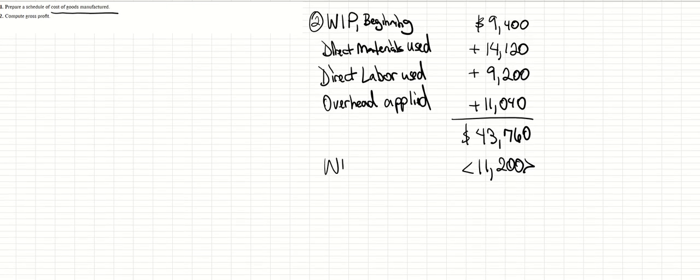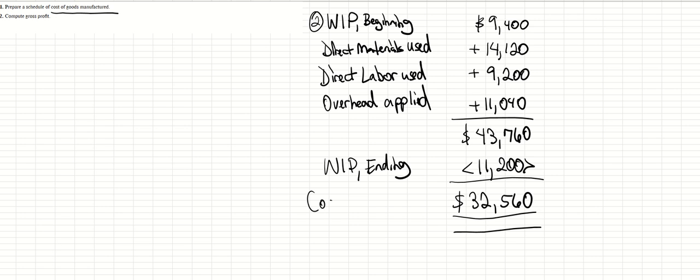All right, so I'm going to put on here, this is the work in process ending. And when we take the $43,760 and subtract the $11,200, that gives us $32,560. This amount is our cost of goods manufactured. So this is the amount for number one.